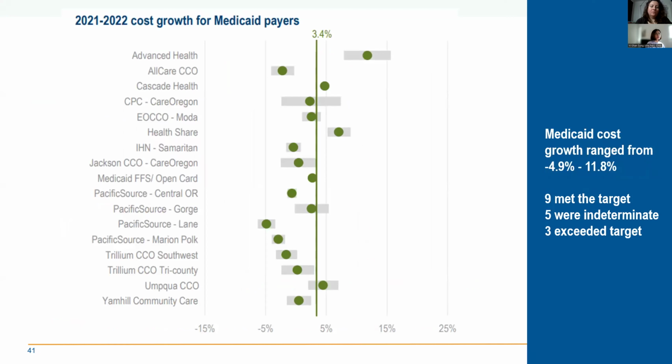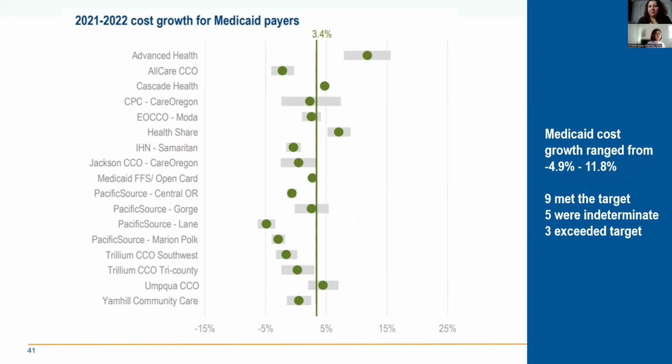So for Medicaid, CCOs and open card, there are three CCOs that exceed the target, which are Advanced Health, Cascade, and Health Share of Oregon. And the Medicaid cost growth ranged from negative 4.9% to 11.8%.